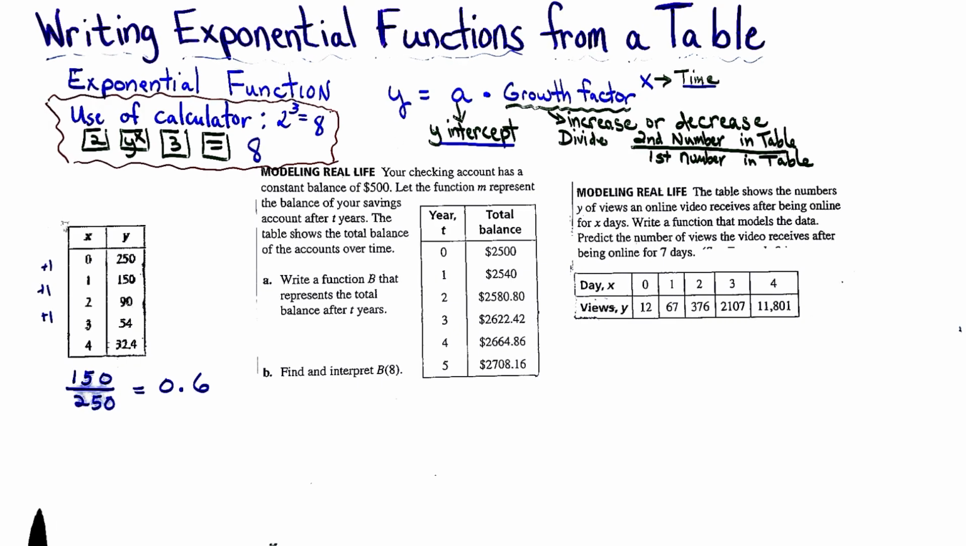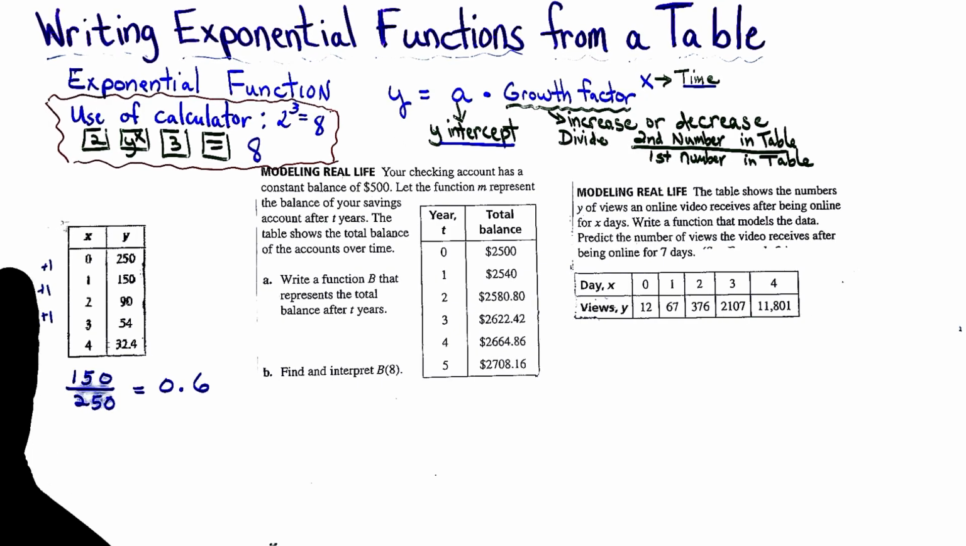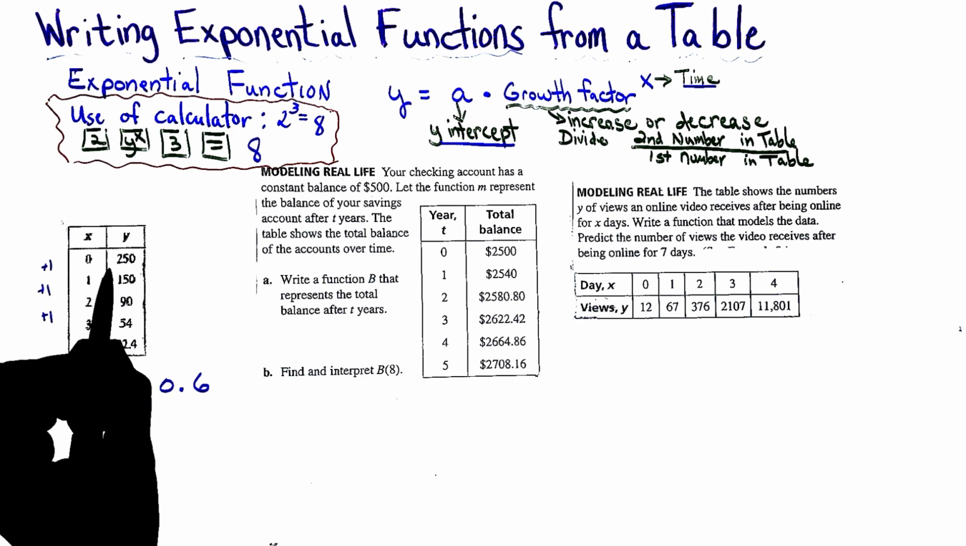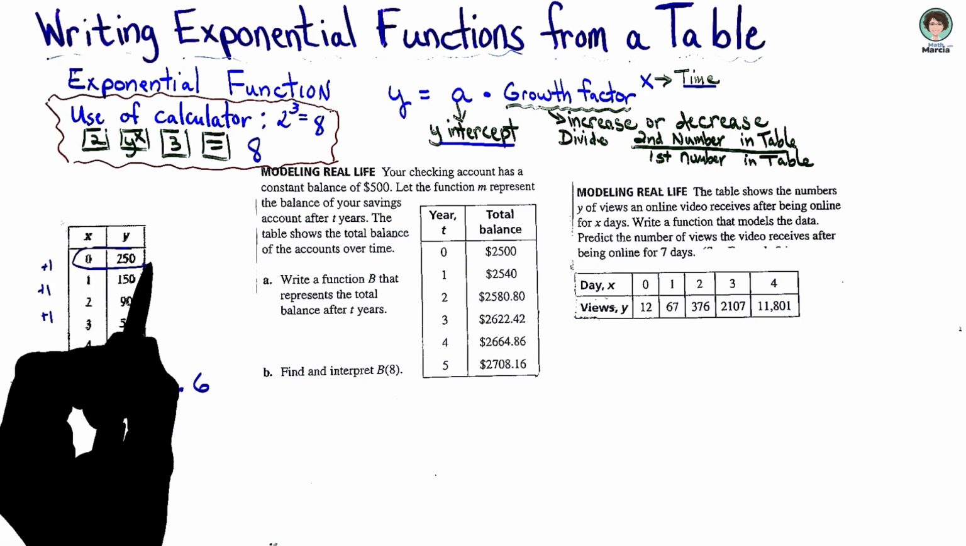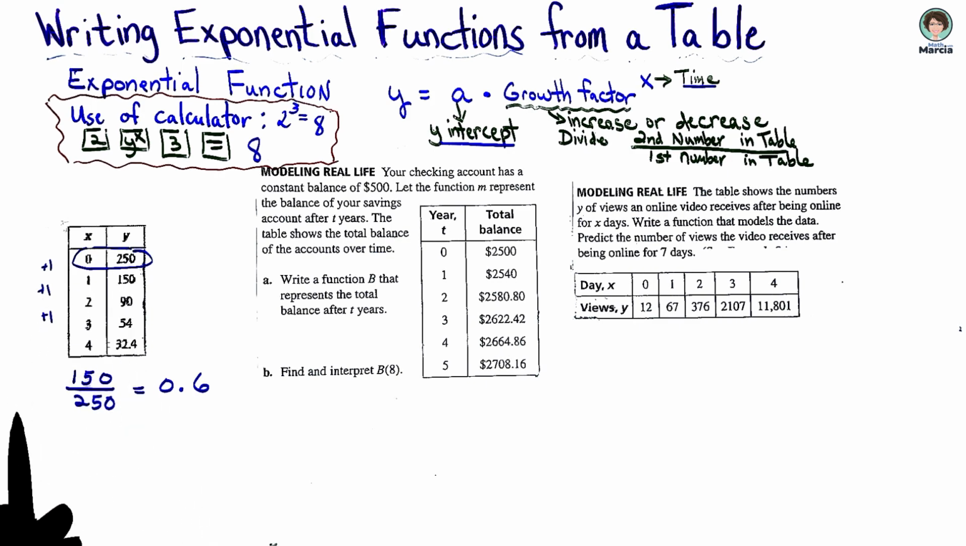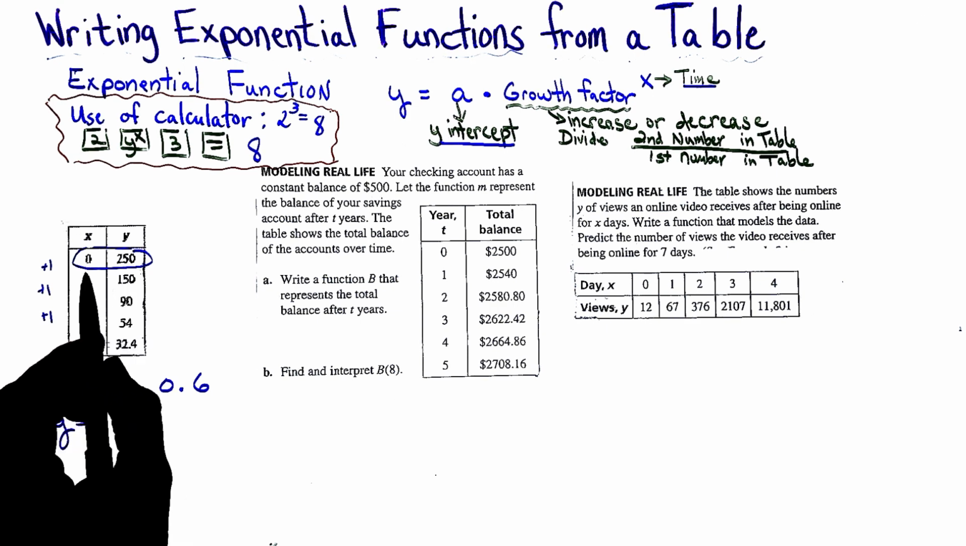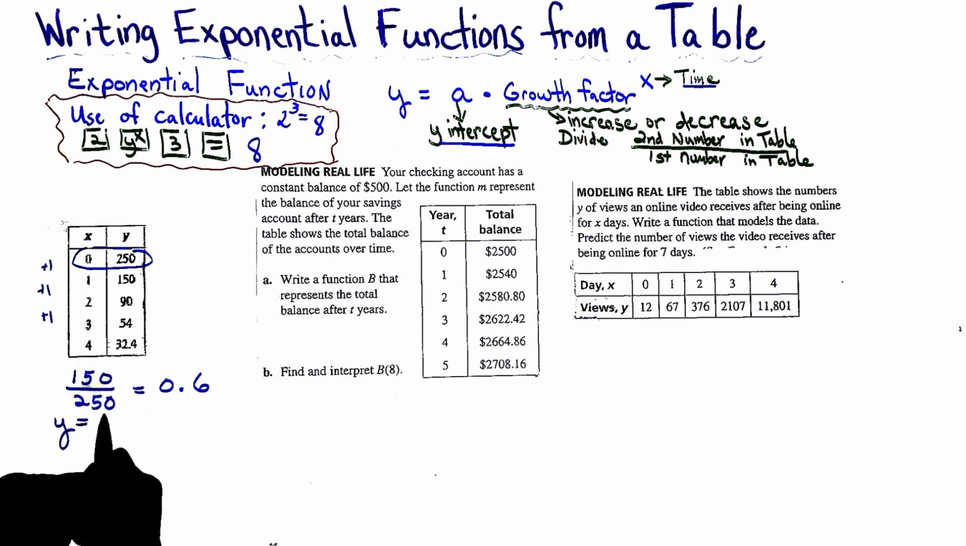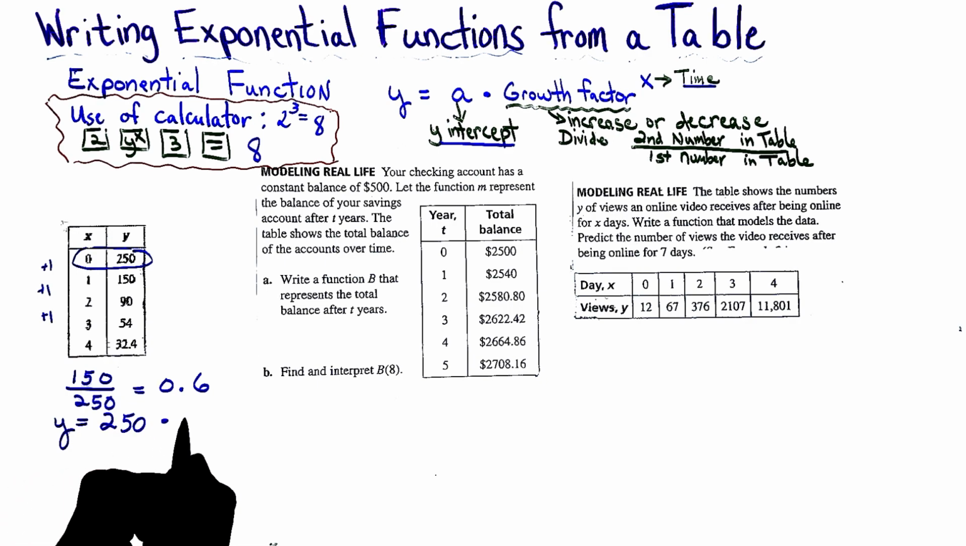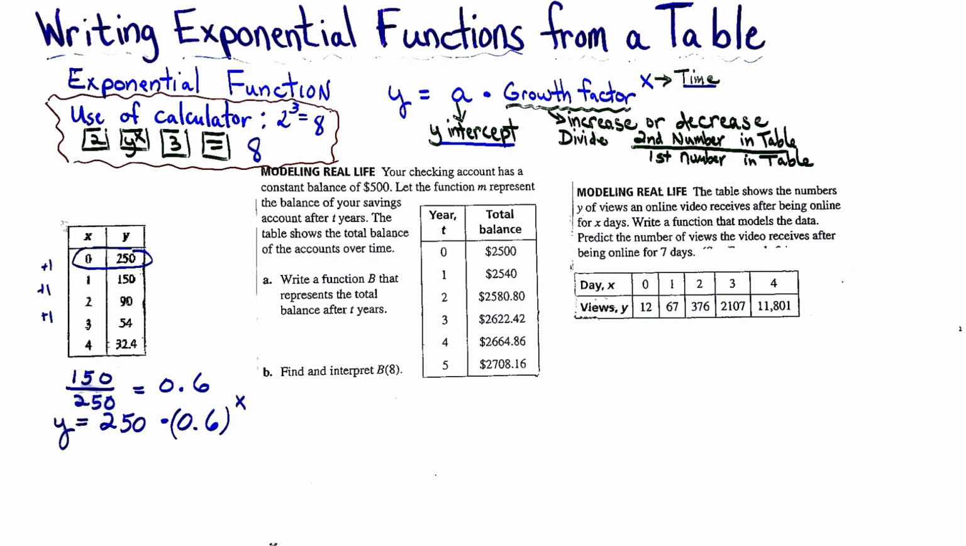So now, in order to write our exponential function from this table, we are going to find where we are starting from. Where is our initial amount? So we end up with y is equal to, and it is always your y-intercept where x is 0, 250 times 0.6 taken to the x power. So that is merely just writing it. We are not solving it. We just came up with an exponential function from this table.